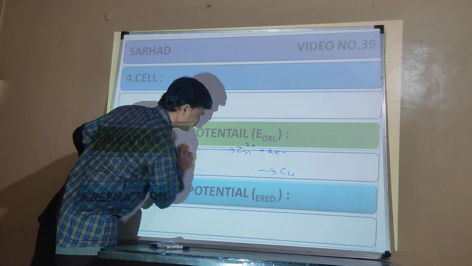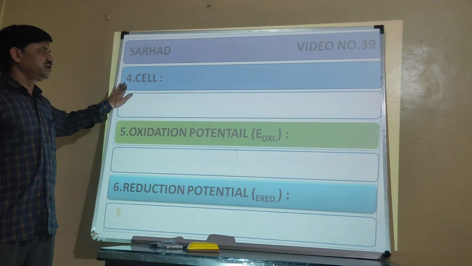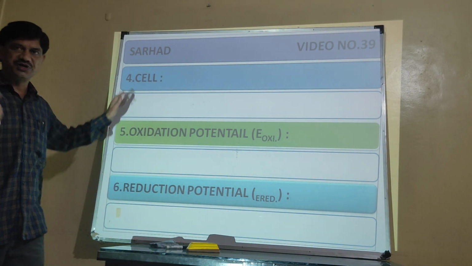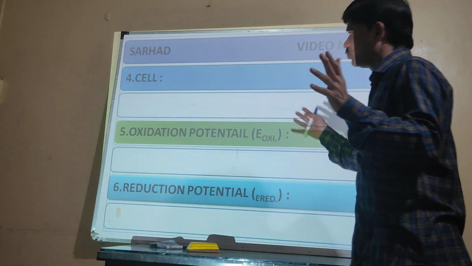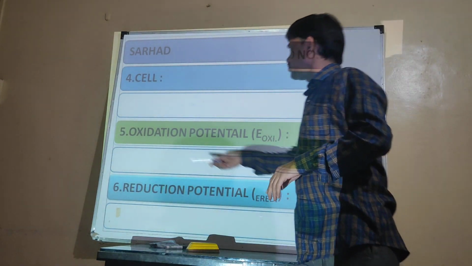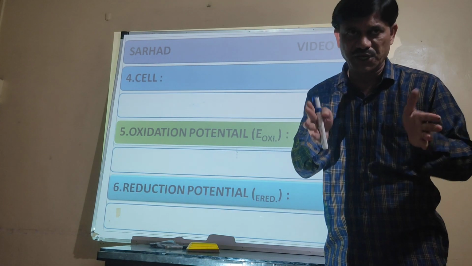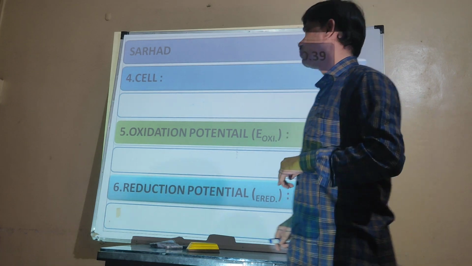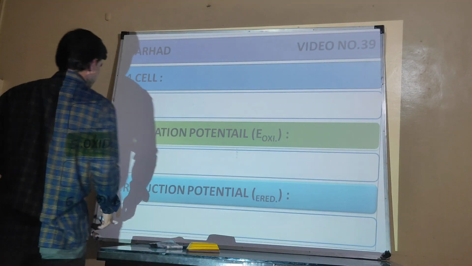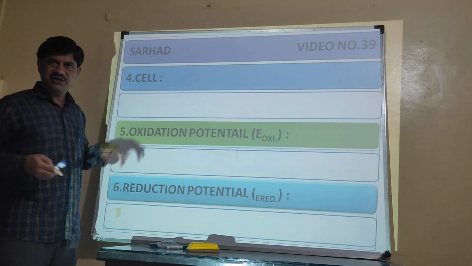Next point. What is another important definition? Cell. How to define a cell? When we connect two half cells together, that constitutes a cell. But what about this combination? Combination of two half cells in such a manner that in one half cell there should be oxidation, and in another half cell there should be reduction.